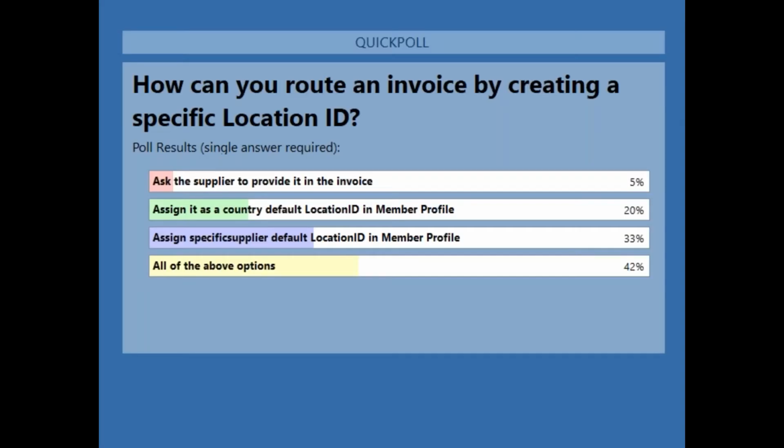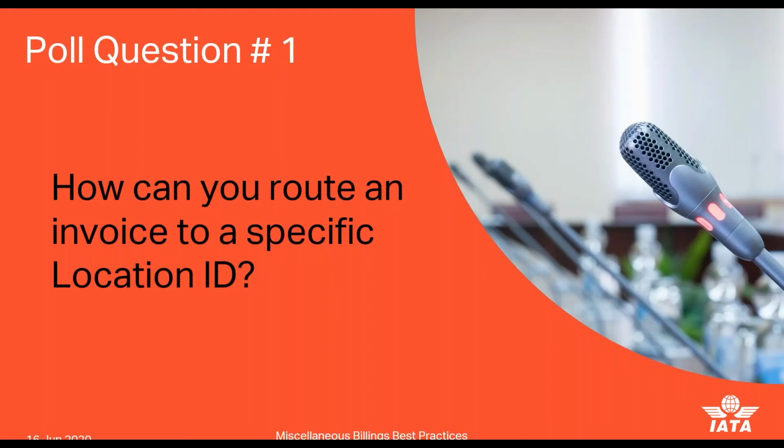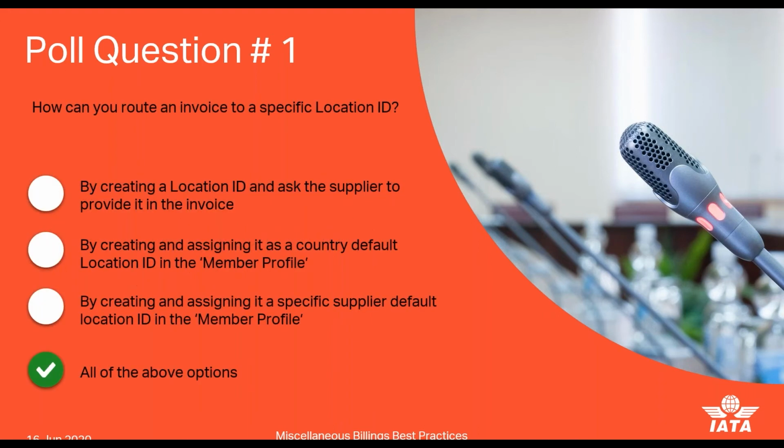So the good answer is all the above options. You can either create a location ID and ask your supplier to provide it. You can also assign it defaulting with a location. You can also do it by a supplier specific. So the good answer is all the above. And we see that 42% of the people get the good answer. So we did a good presentation.